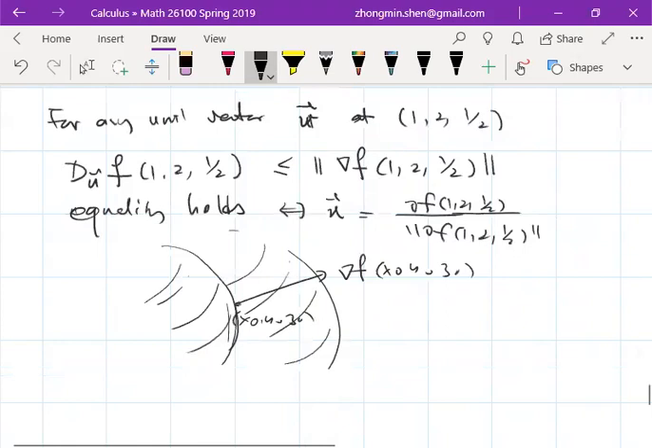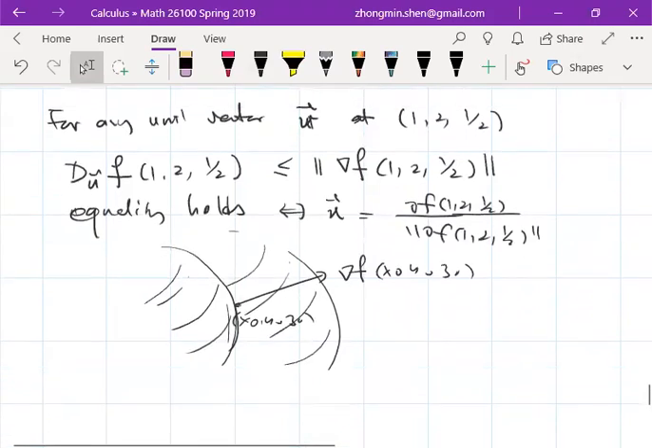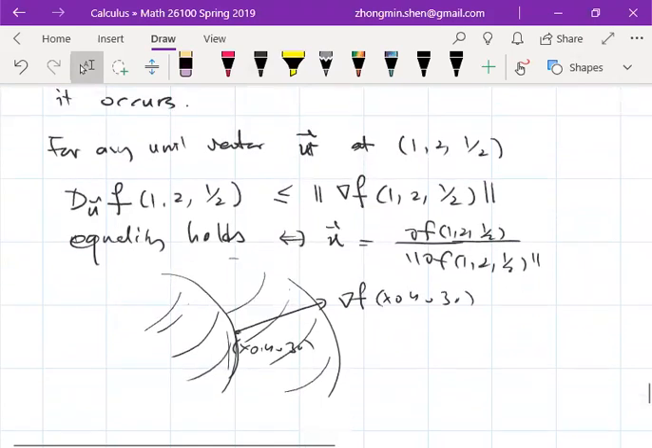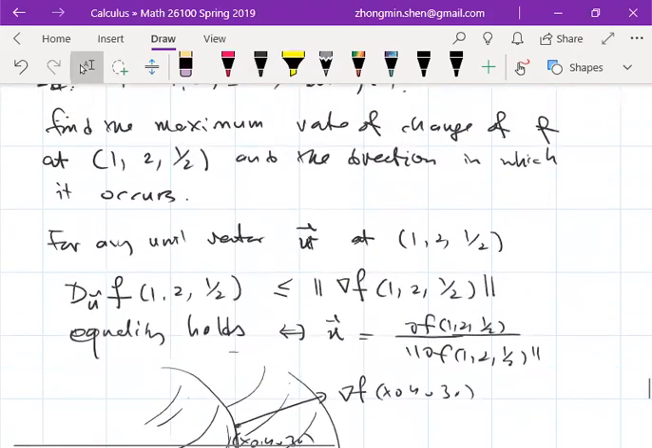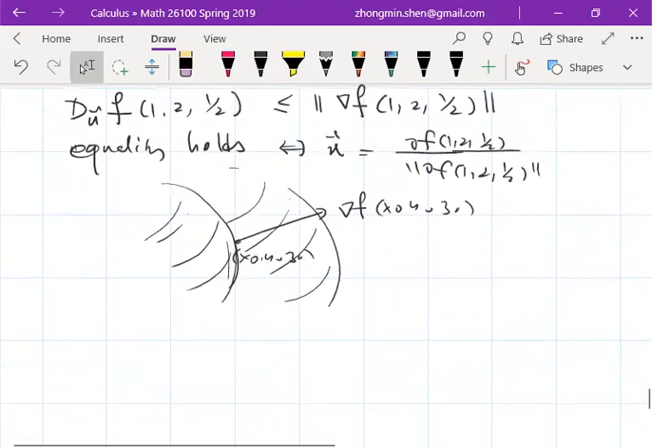So we can show that this gradient is perpendicular to the level surface. I'm not sure it will be covered in the next section. So here's the important fact. I will tell you why this is perpendicular to the level surface or level curve. But this is a picture. So all I have to do is find the gradient of the function.